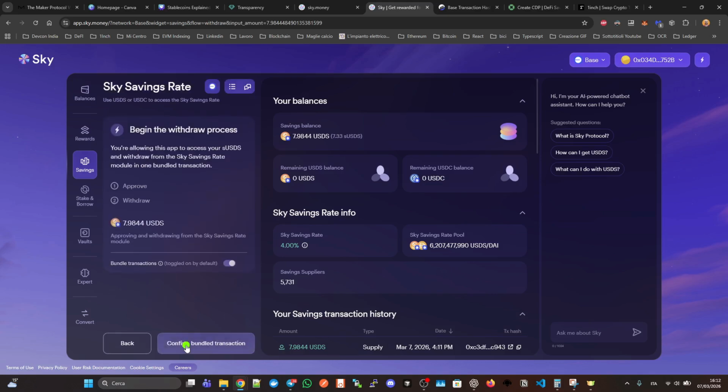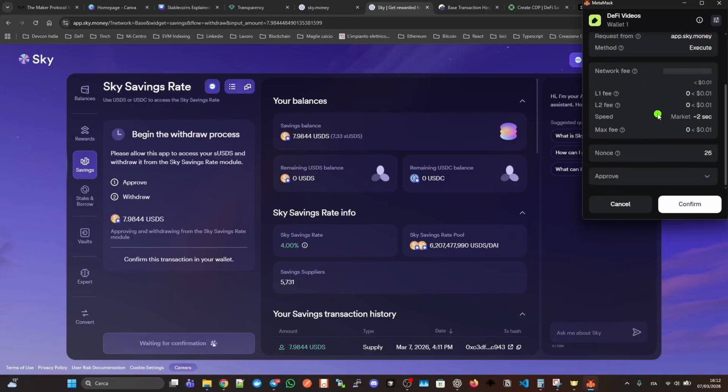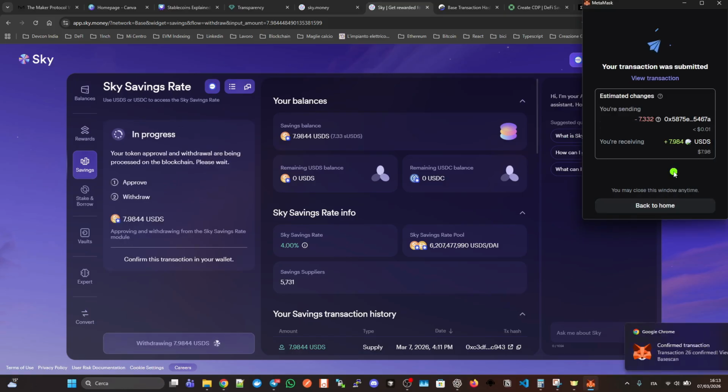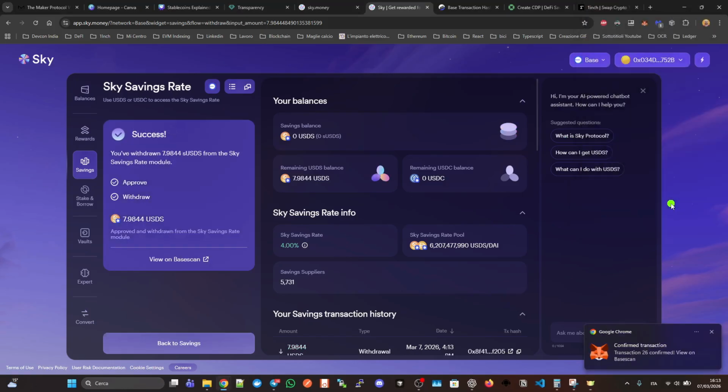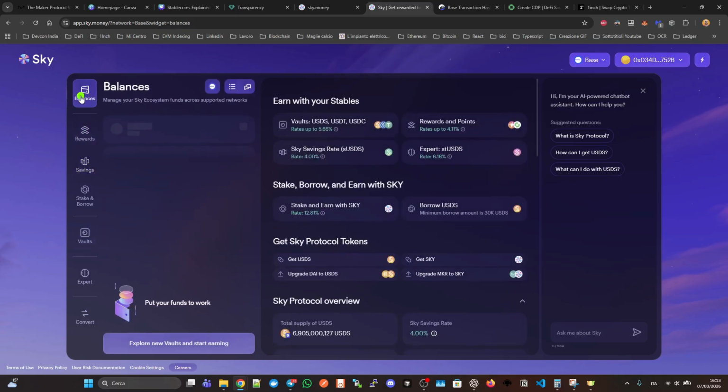Okay, let's do it. Confirm bundle transaction. Okay, now we should have withdrawn our USDS. Now we should have them in our portfolio. And if I go to balances, now I should have zero. In fact, here it's not showing anything.